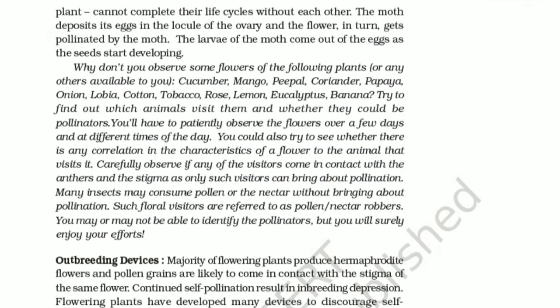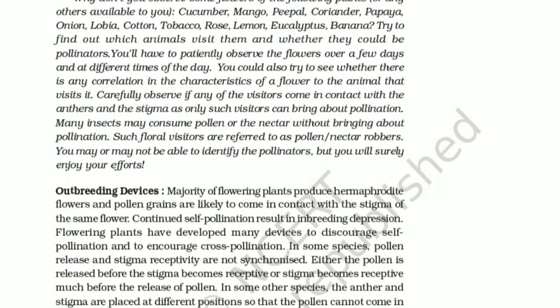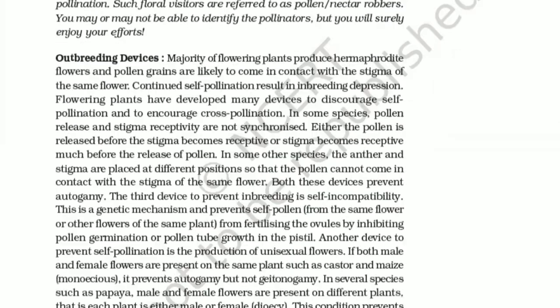You could also try to see whether there is any correlation in characteristics of a flower to the animal that visits it. Carefully observe if any of the visitors come in contact with anthers and stigma, as only such visitors can bring about pollination. Many insects may consume pollen or the nectar without bringing about pollination. Such floral visitors are referred to as pollen/nectar robbers. You may or may not be able to identify the pollinators, but you will surely enjoy your efforts.